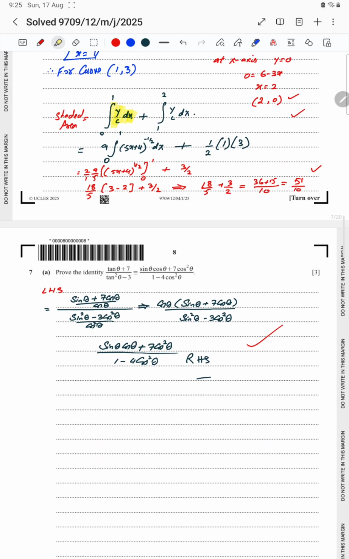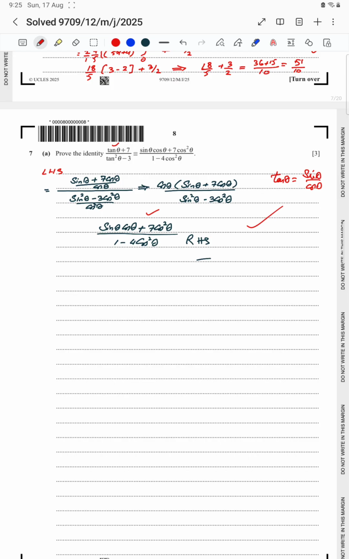I hope it's clear. Next one is prove the identity from trigonometry. Taking the left hand side, after simplifying, tan theta is the ratio of sine theta to cos theta. I broke tan theta into sine over cos theta and took the LCM. And the same thing I did with the denominator. Tan square means sine square over cos square, and took the LCM. After simplifying and writing the right hand side, that is the proof of part A. I did it directly. You can add 1 or 2 more steps.